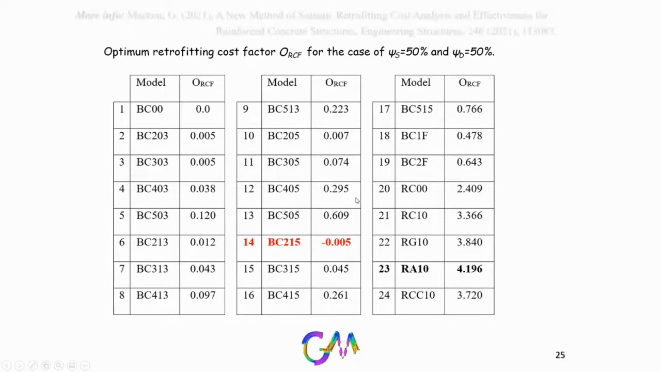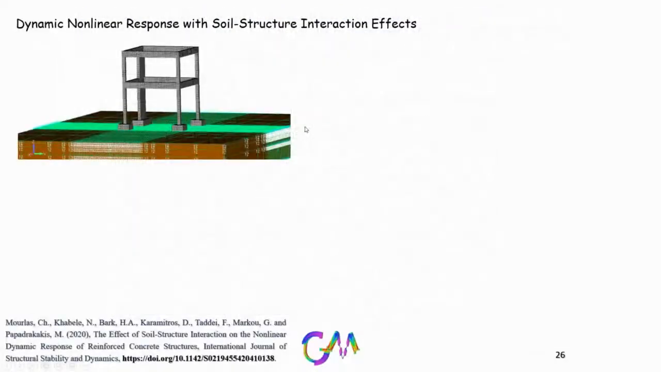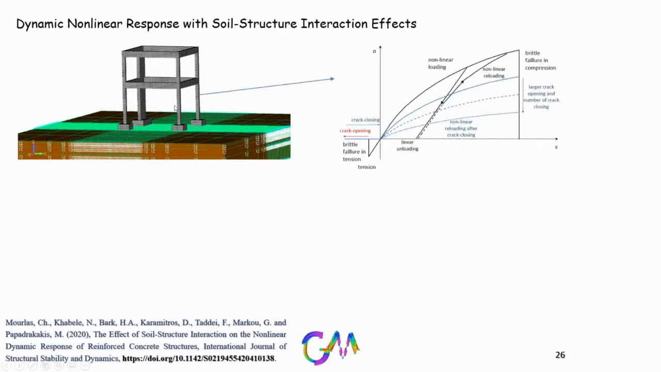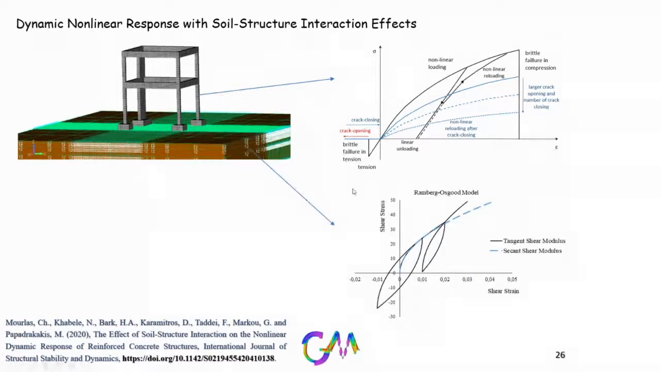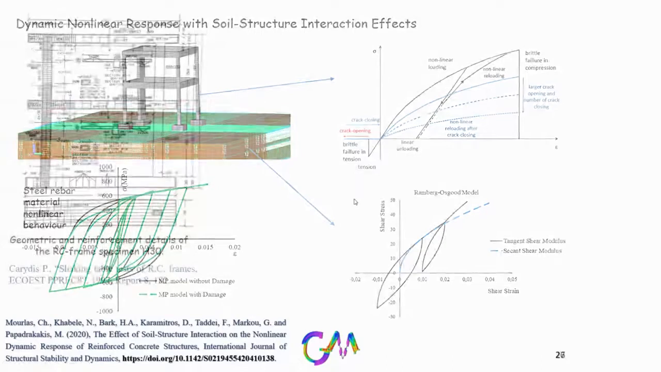Now, of course, what we should say here is that the higher the value of ORCF, the more optimum the solution. Now, another very interesting subject is soil structure interaction. As you can see, we can discretize the soil with hexahedral elements and the superstructure. And of course, the superstructure is modeled by using the 3D detail approach, concrete and rebars. For the soil, one model we can use is the Ramberg-Osgood model, and the steel material for the reinforcement with the damage factors. And therefore, we can have full non-linearities in both soil and superstructure during a cyclic analysis.